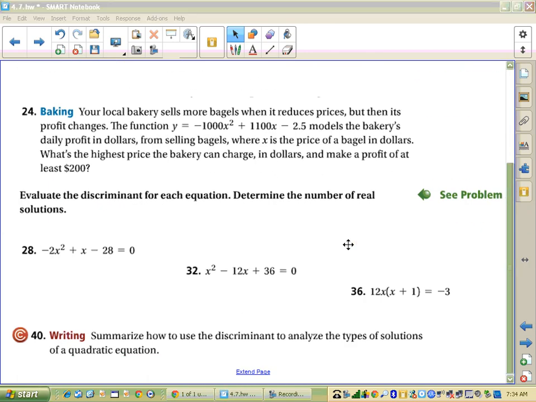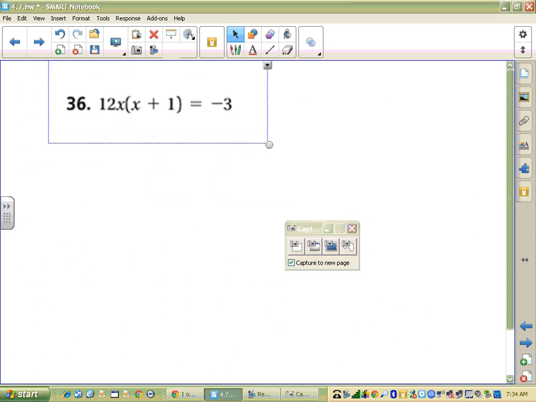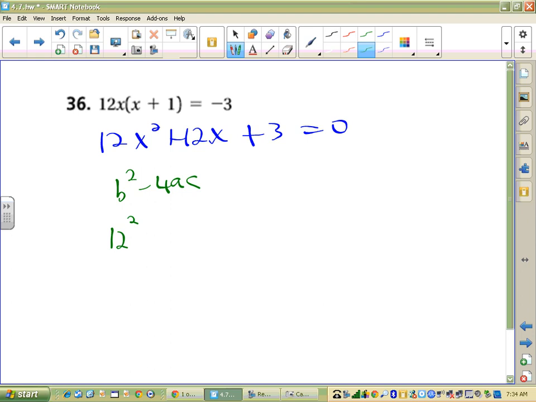36 is not in standard form, so what we need to do on 36 is to go ahead and distribute and bring the negative 3 over. So here we get 12x squared plus 12x plus 3 equals 0. You could divide out a 3 to make this a little bit easier, but you don't have to. It would give you the same positive or negative result for the discriminant. Not the same result, but the same positive or negative result. So we get b squared minus 4ac. So that's 12 squared minus 4 times 12 times 3. So that's 144 minus 48 times 3.